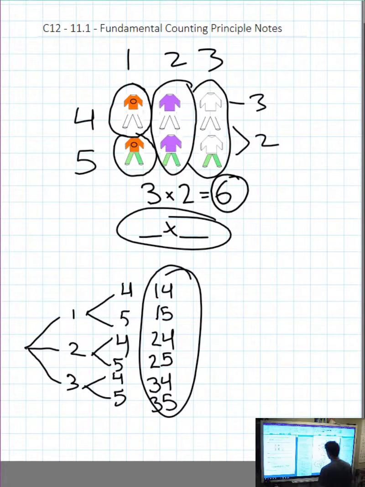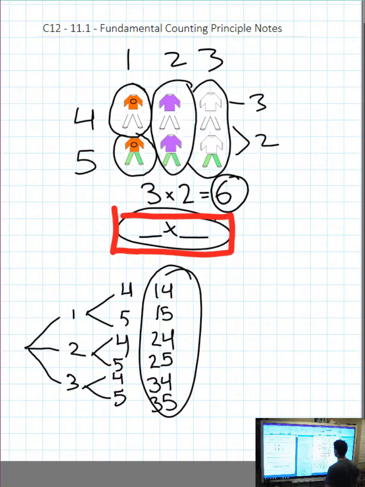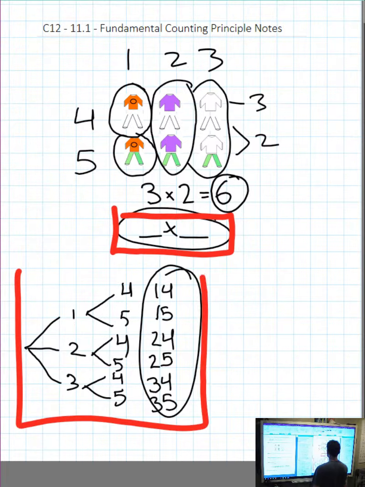And sure, I could have chosen the pants first. But either way, in Big Red, we're either going to be thinking about blanks with the fundamental counting principle, thinking about the number of ways that we can multiply these things, and we always want to think tree. A tree diagram is a great trick to help us work through these problems.